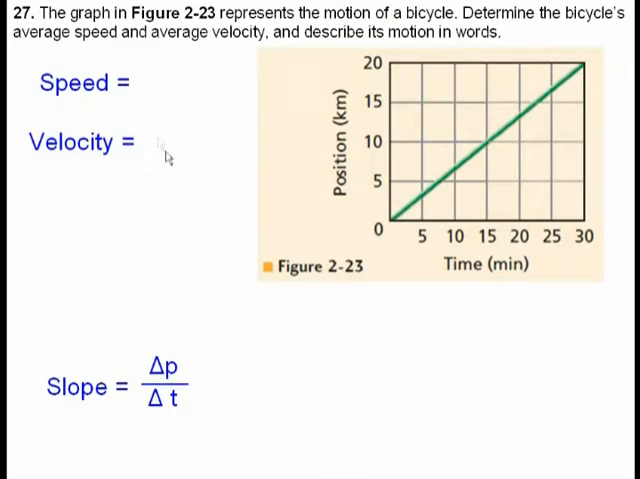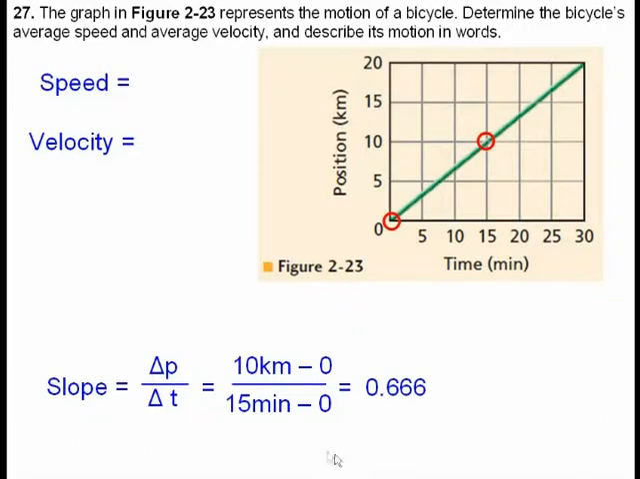All right, next graph. Again, we're looking for speed and velocity, so we'll use the same slope formula. It's change in y-axis over change in x-axis. And we'll choose 2 points on the line. Again, you want to choose 0. So this one, my rise will be 10 and my run will be 15. And make sure you're including the unit labels. The rise is kilometers and the run is in minutes. So when we divide it, we'll have our units of kilometers per minute.